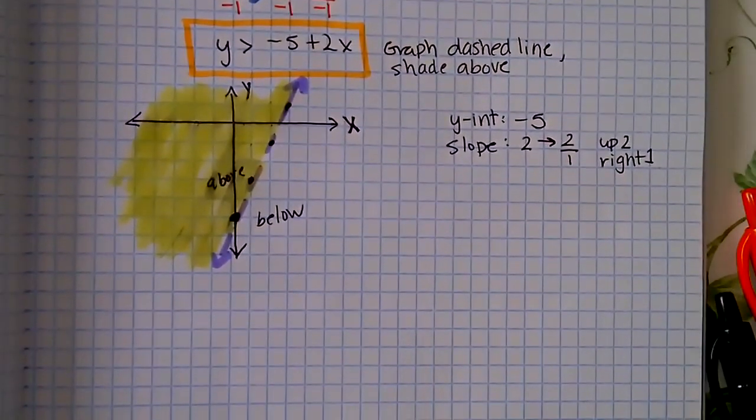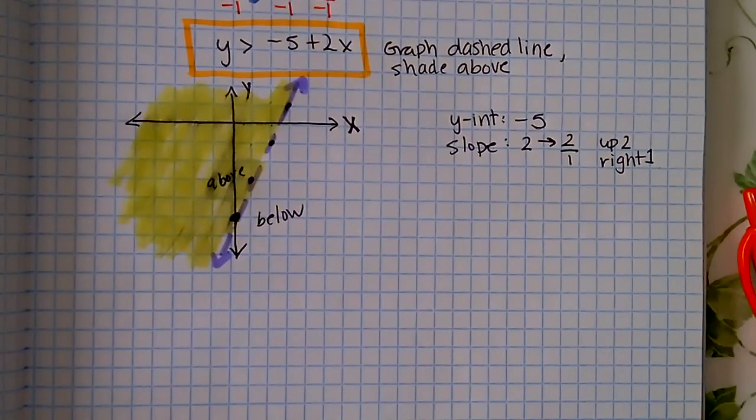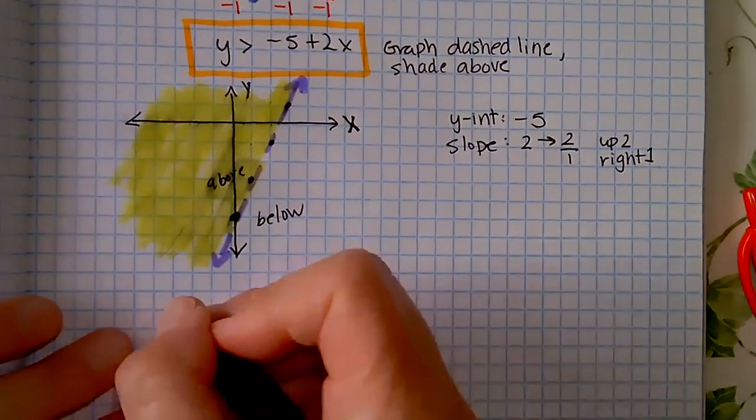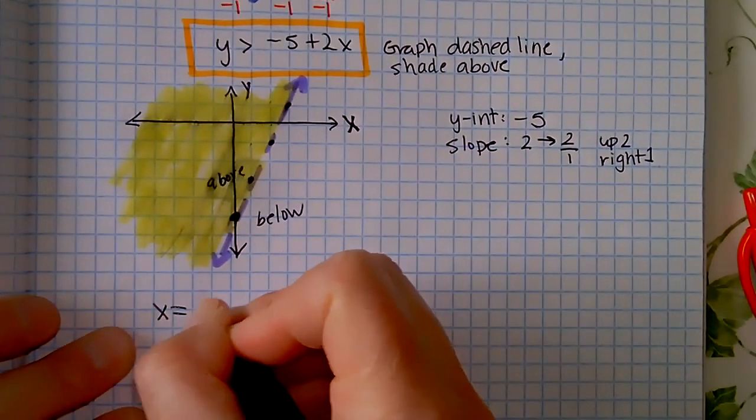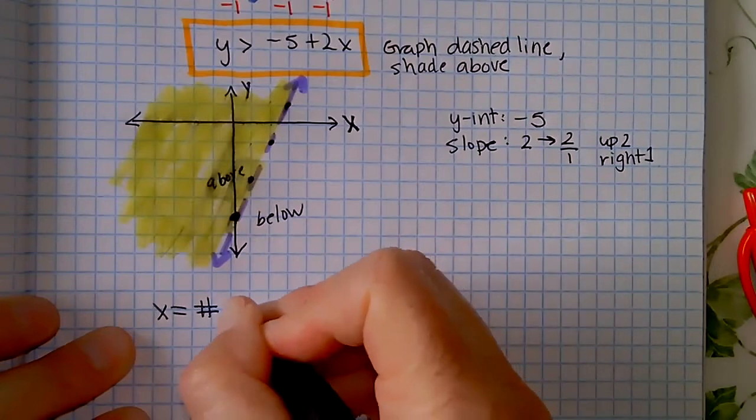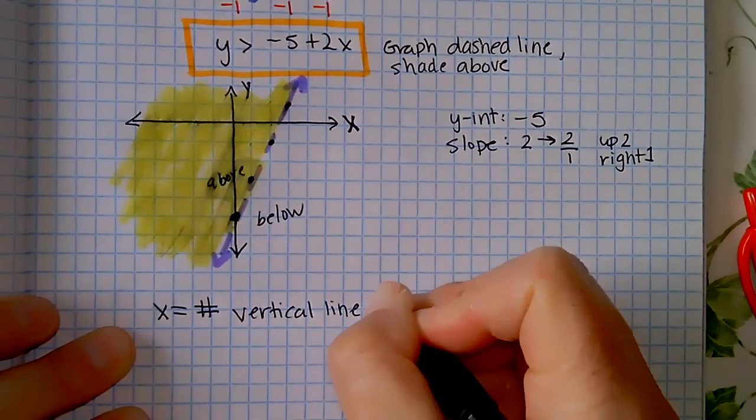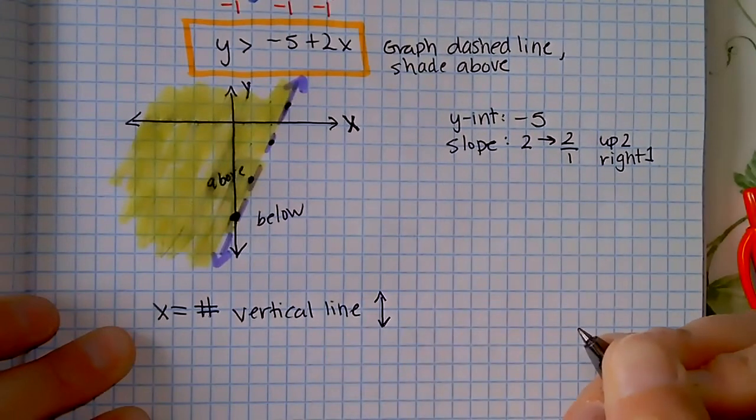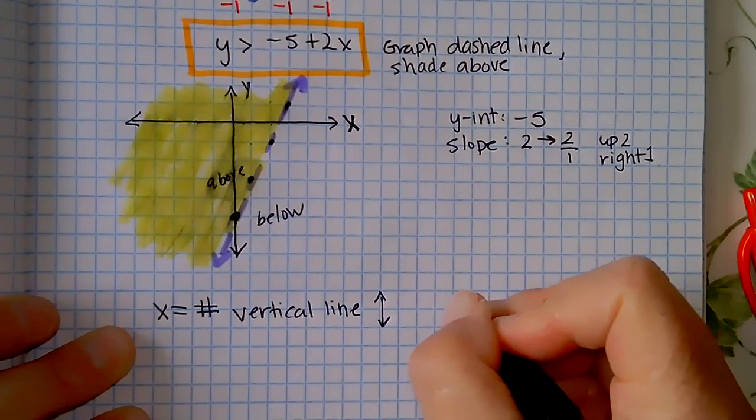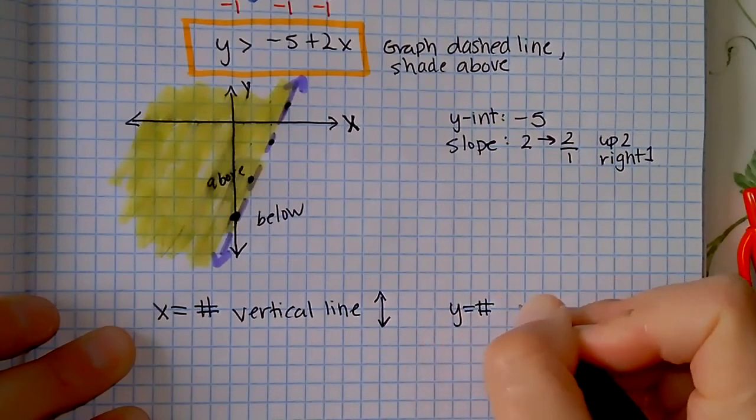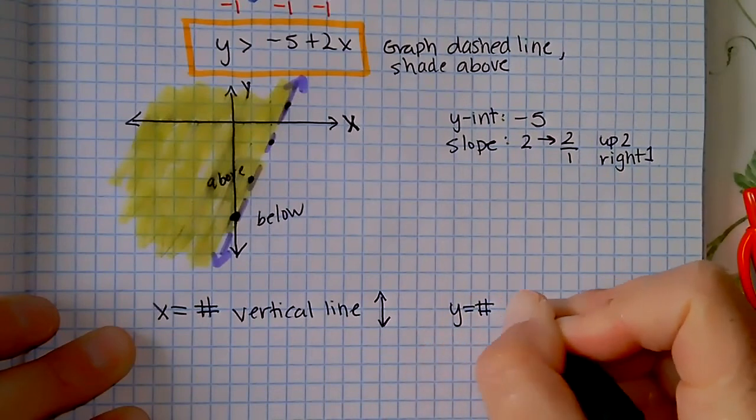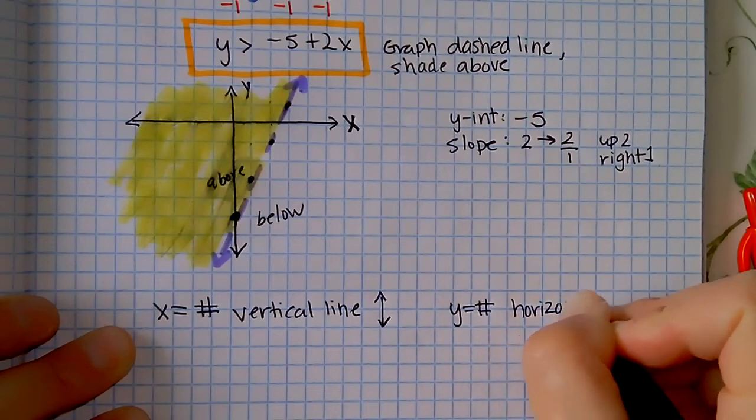Now, the last thing I want to talk about is sometimes we have lines that are vertical and horizontal. And I want to make sure we understand the difference between those. So a little quick note, if you have x equals some number, this is going to be a vertical line. Okay, it's going to go up and down. If you have y equals some number, this is going to be a horizontal line.